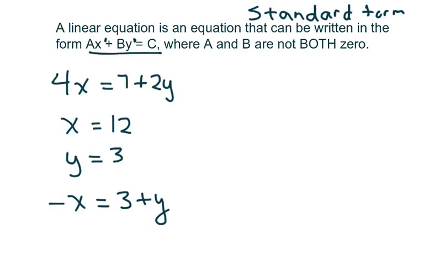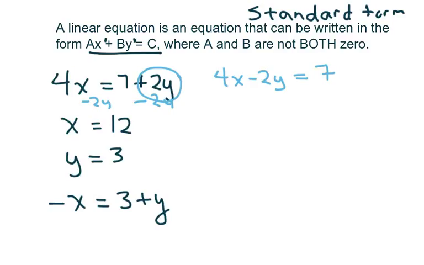So the x comes first, and I'm going to have to move this 2y over. So that's going to be 4x. I'm subtracting 2y from both sides. So I'm subtracting 2y, and I'm going to keep my 7 on the right side.